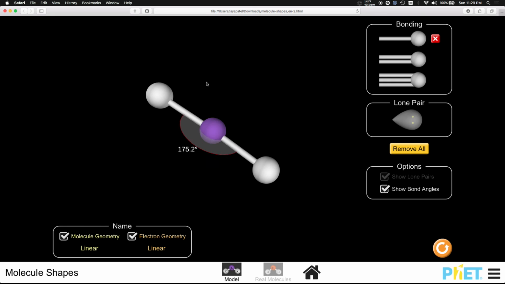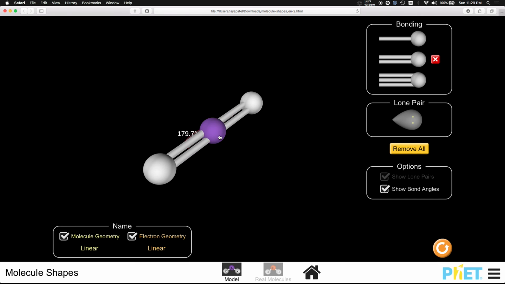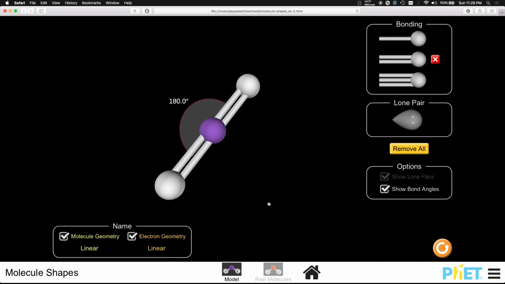I'm going to go ahead and get rid of the lone pairs, make it linear again. I'm actually going to make double bonds now. So this resembles a molecule you guys already know. And if you don't know what that is, let's talk about CO2. If this was C and these were two oxygen atoms, this is linear. There's no lone pairs here. It's perfectly linear. It doesn't have to bend because there's no lone pairs required.